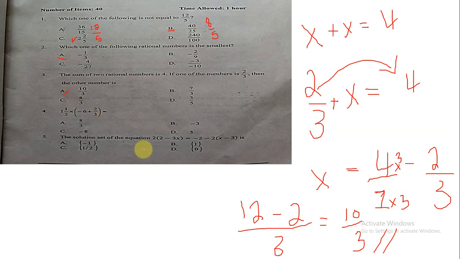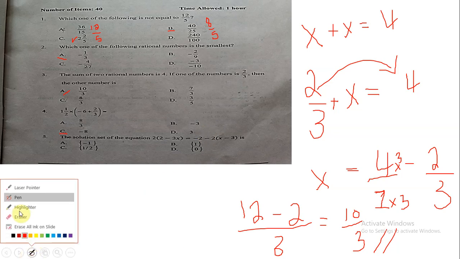Okay, now question number 4 says here 2 times 1, 2. 2 plus 1 is equal to 3. So that means 3 over 2 times -6 plus 2 over 3 is equal to -8. Okay, question number 5 says the solution set of the equation 2 times 2 minus 3x is equal to -2 times x minus 3 is what? Okay, let's solve it together.